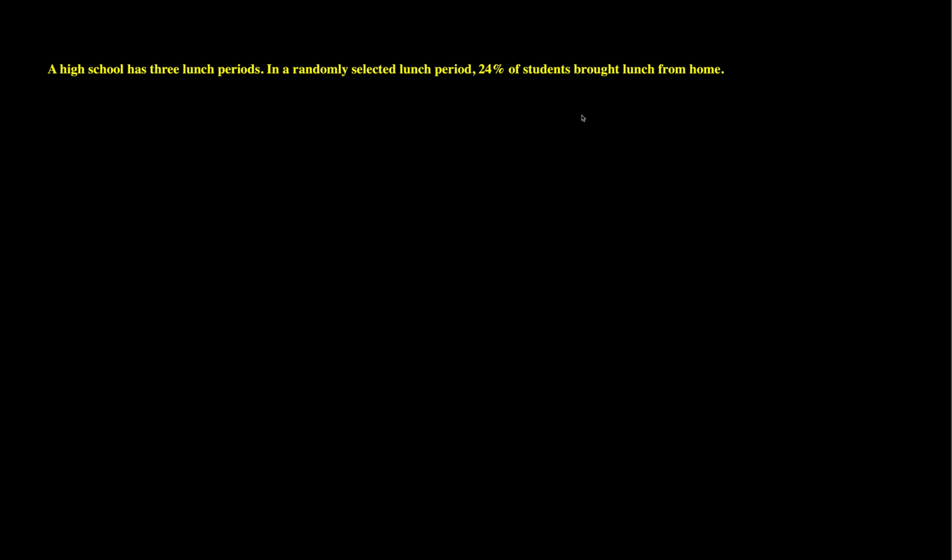And so since we need to define whether this is a parameter or a statistic, let's define what a parameter is. So a parameter is a measure that describes a population. Well, looking at this, with the high school having 3 lunch periods, and we're randomly selecting a lunch period where 24% of the students brought lunch from home, this possibly could be a parameter.